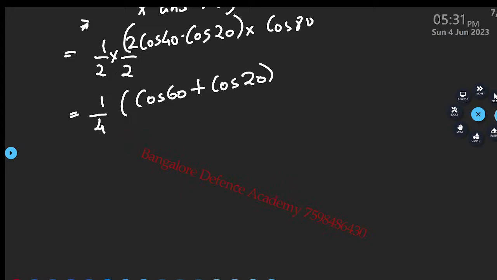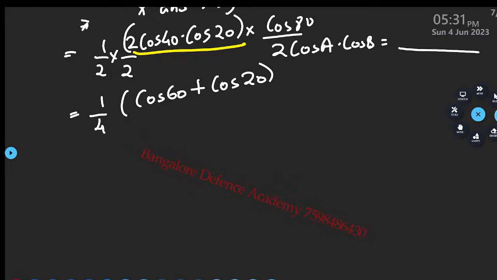Cos 60 plus cos 20. When I solve this bracket with the formula of 2 cos A cos B, you know the formula, I am applying this formula. What do I get here? Cos 60 plus cos 20. What about this guy? Cos 80 I will write. ठीक है? Shreya, look here.